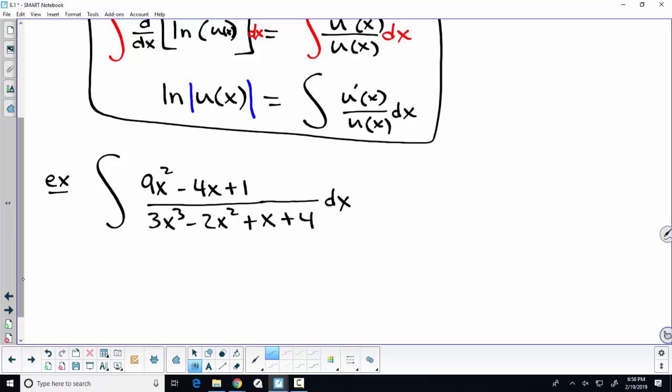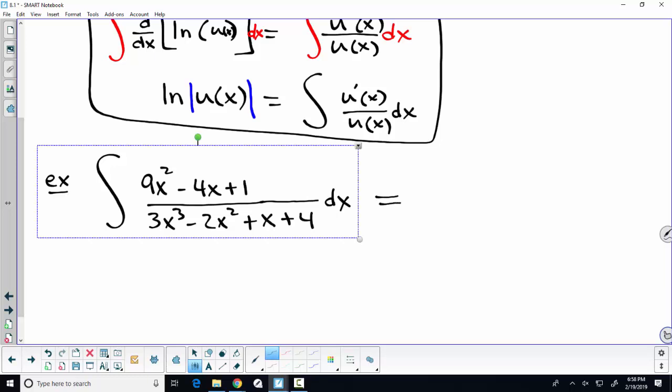Right. Because that's the derivative on top and the function on the bottom. We see that the function's derivative is right here. So this will evaluate to what? Natural log of the denominator. Yeah, natural log of the absolute value of the denominator. Again, if you don't recognize that, then you're going to have to do a u substitution. It's just a couple of steps removed, that's it.